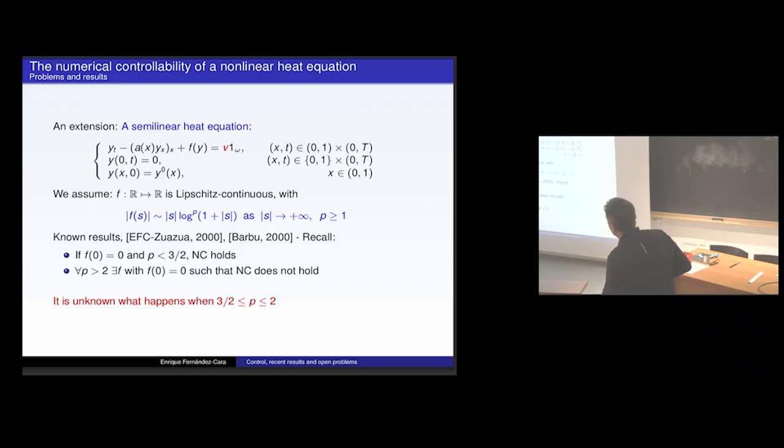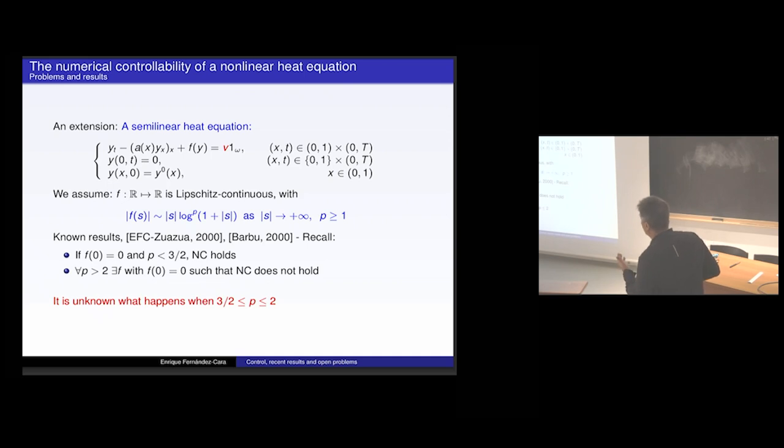I am going to assume that f behaves like something that grows very weakly, multiplied by s. This is what is called a weakly superlinear problem, because what we are considering here is something that goes to infinity like s multiplied by a logarithm. And I'm going to take p greater or equal to 1. So this is the situation.